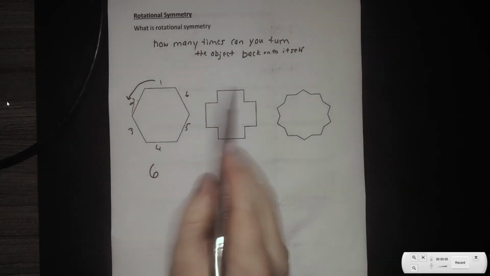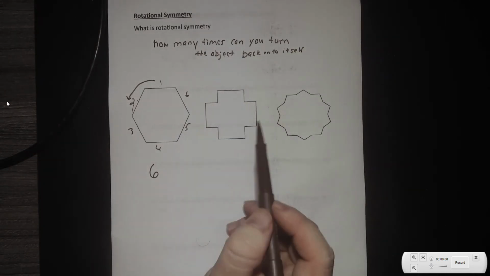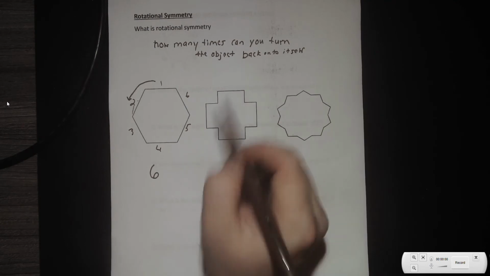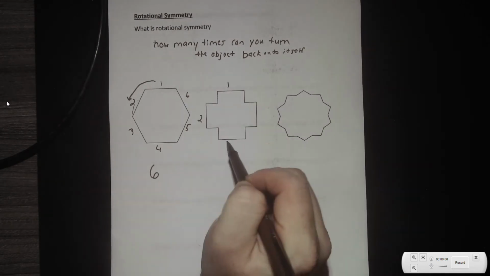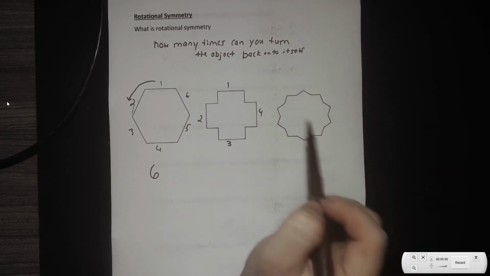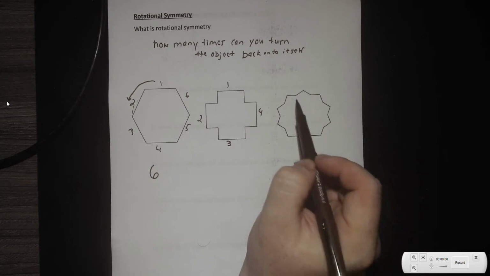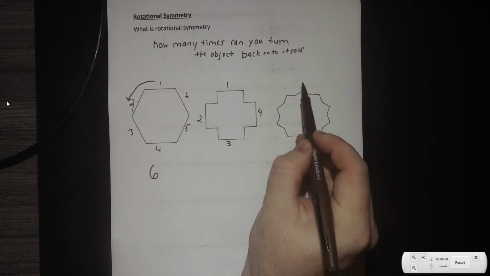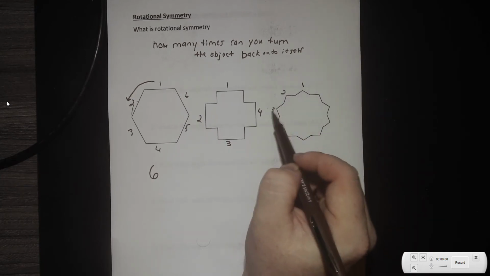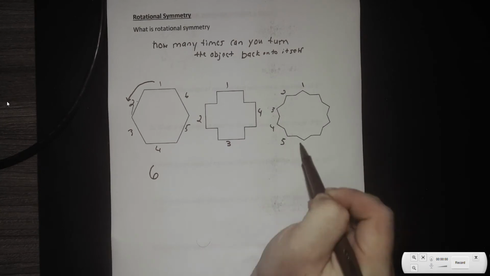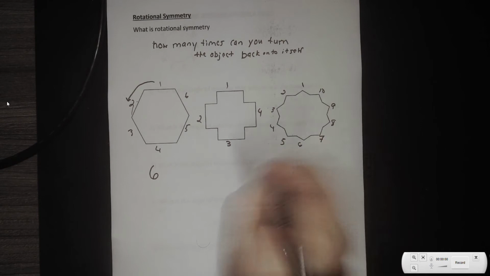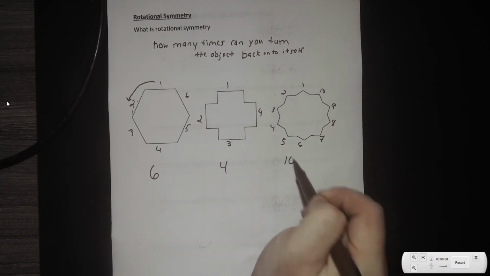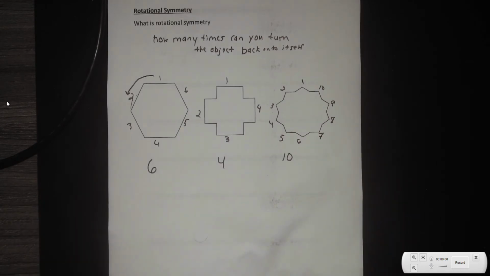For this cross here, or whatever you want to call it, it's whenever the big flat pieces touch each other again. So that's 1, 2, 3, and 4. And for this elongated star, it's whenever a point is going to be pointing up again. So 1, 2, 3, 4, 5, 6, 7, 8, 9, and 10. So 4 and 10. But we're not finished with that.